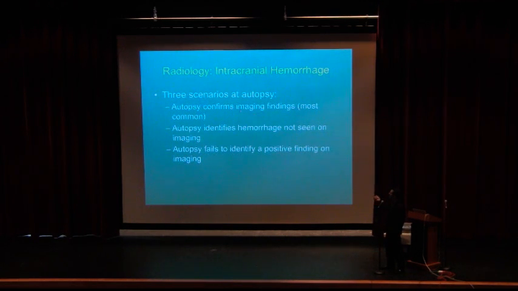For radiology, there's basically three things we see at autopsy. Commonly, the autopsy confirms whatever the imaging findings were. So they'll say, we scan the child, they have subdural, and then we confirm it. But very commonly, we'll identify a hemorrhage that was not seen on imaging. So they might look at the brain and say, well, the brain's swollen, but we don't see anything else, and then we see a subdural.